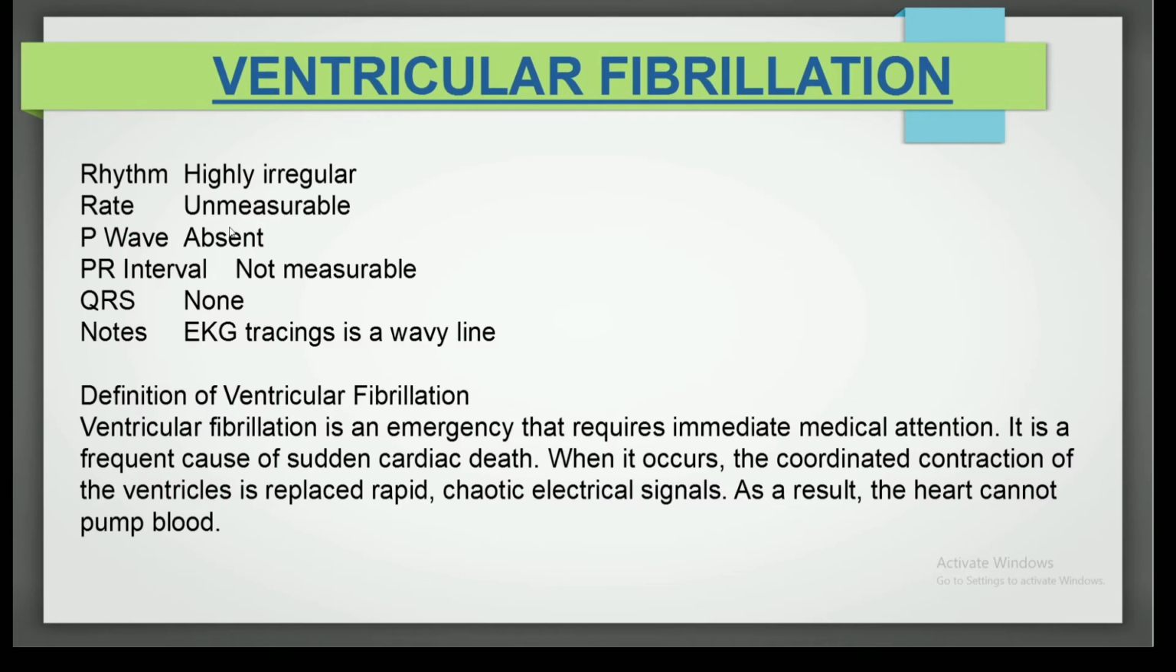The rate is unmeasurable. P wave also absent. PR interval not measurable. The definition: it is a medical emergency. It occurs when the coordinated contraction of the ventricle is replaced by rapid chaotic electrical impulses. As a result, the heart cannot pump the blood. If ventricular fibrillation occurs and we cannot treat the patient properly or cannot give CPR properly, then cardiac death occurs.